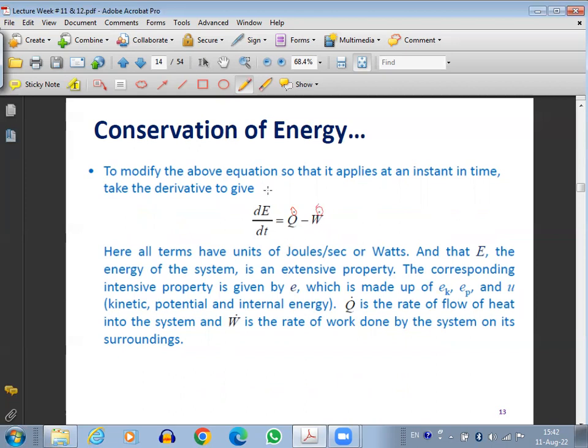And similarly, we can write capital E dot as well, but it's better to write it like dE by dt. So this is the same conservation of energy equation, but in the rate format.